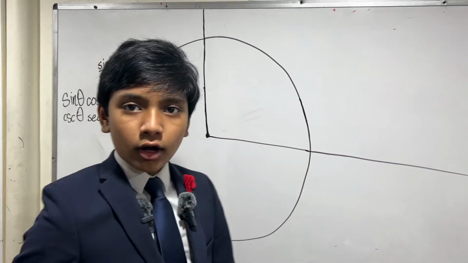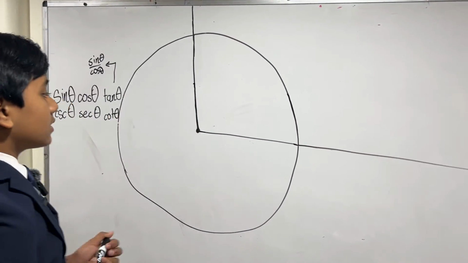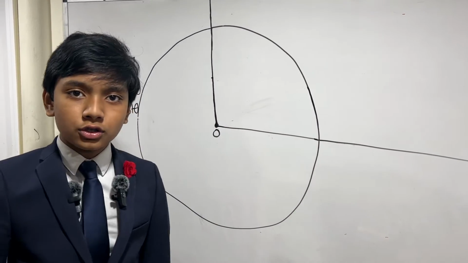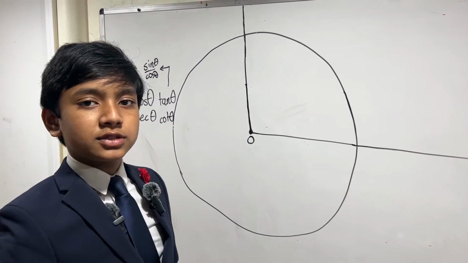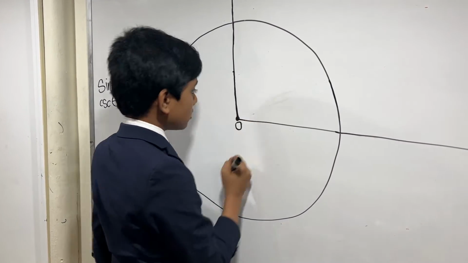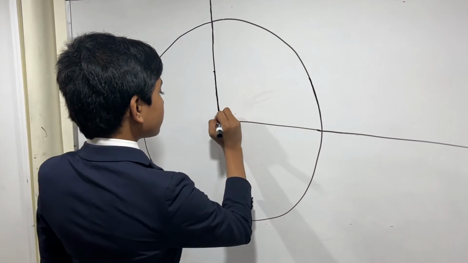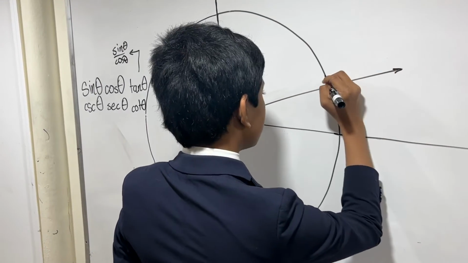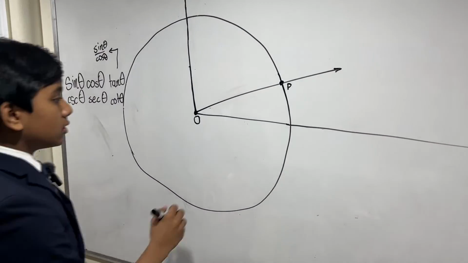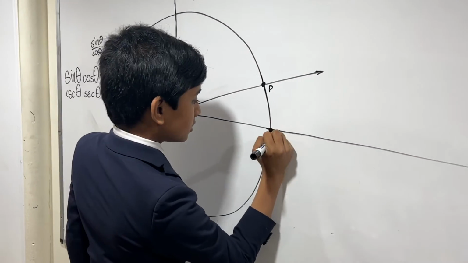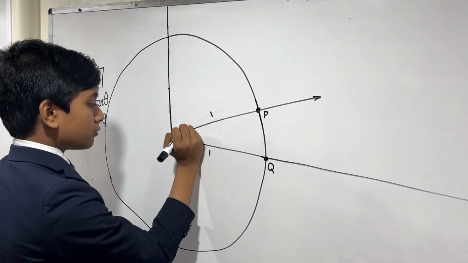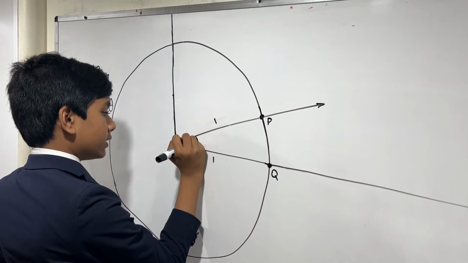So, let's draw it. First of all, let's name this O, because this is the center of the circle, and O is the character that looks most like a circle. So this is O, and we're going to draw a line that intersects this circle at P. So this is going to be a unit circle, and let's call this Q. So this has length 1, this also is length 1. And let's call this theta.